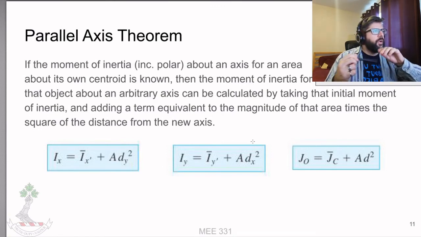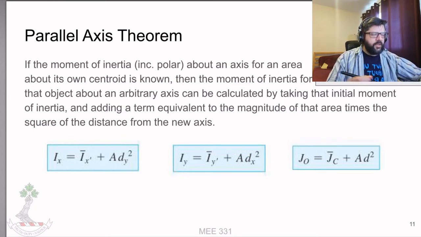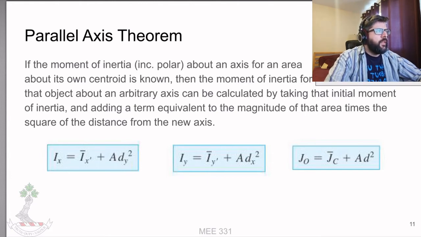So we've got this thing we call the parallel axis theorem. This basically allows us to work with, if we know what the moment of inertia for a particular shape is with the axes located at its own centroid, then we can figure out what the moment of inertia for that object about an arbitrary axis would be.